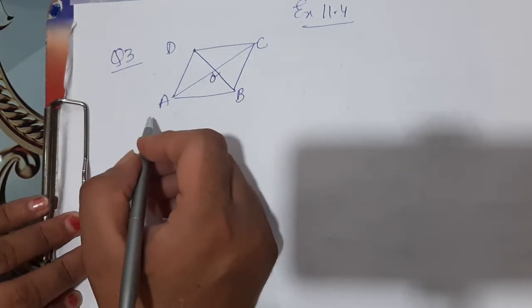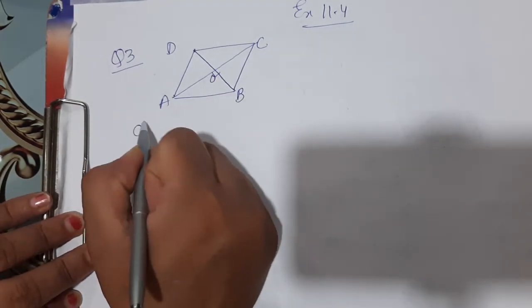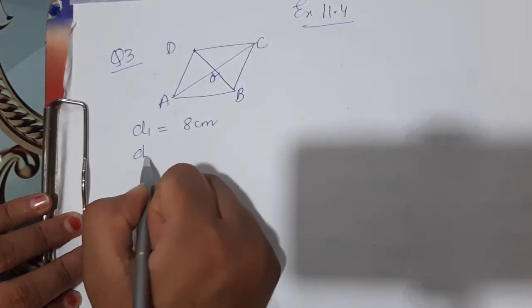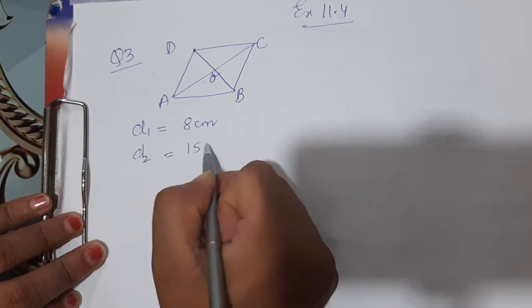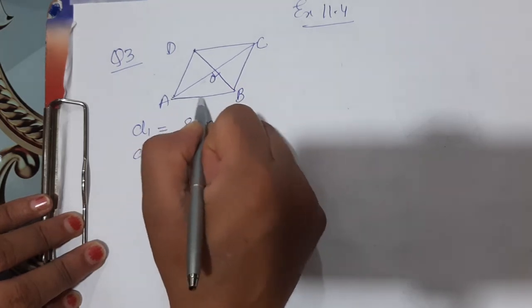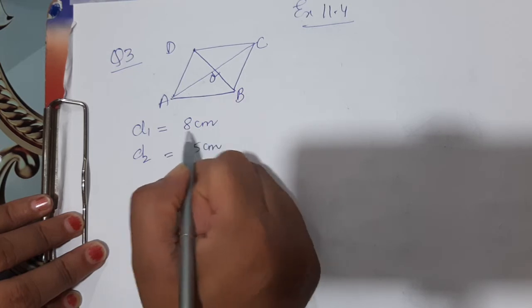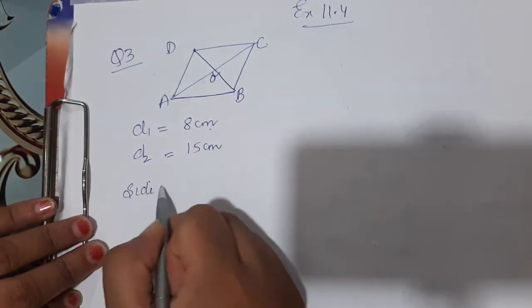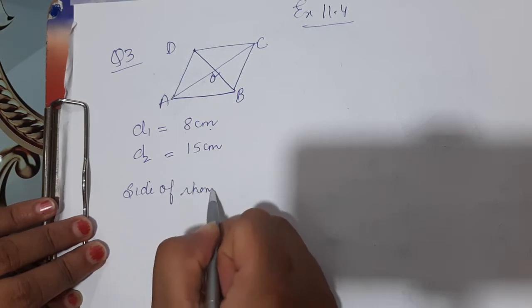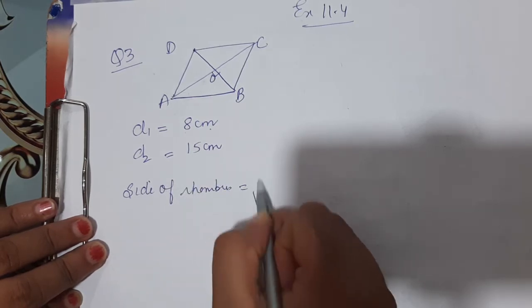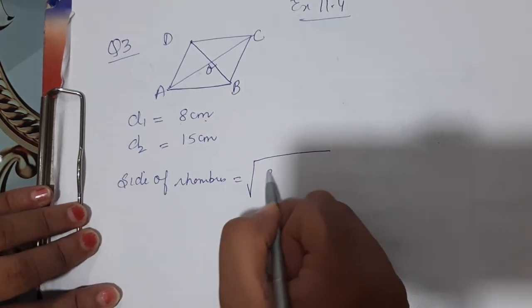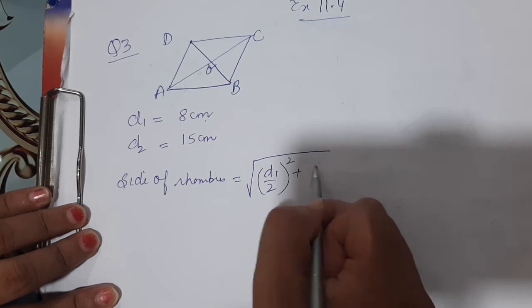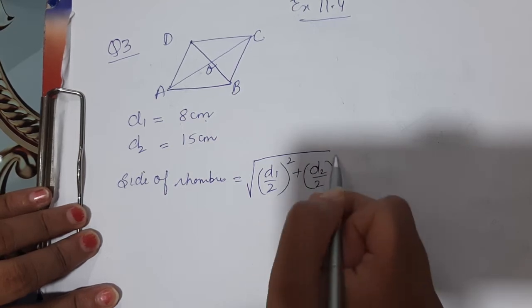Now what is he giving you? He is giving you the diagonals. So the first diagonal D1 is equal to 8 centimeter, and the second diagonal D2 is equal to 15 centimeter, and we have to find the side. Now, the length of the side of the rhombus can be calculated by the formula: under root of half of diagonal 1 the whole square, plus half of diagonal 2 the whole square.